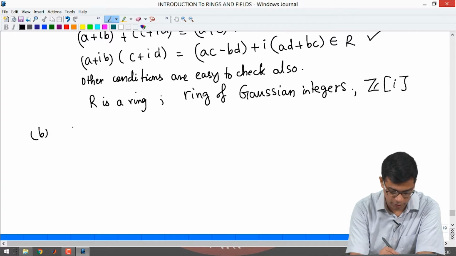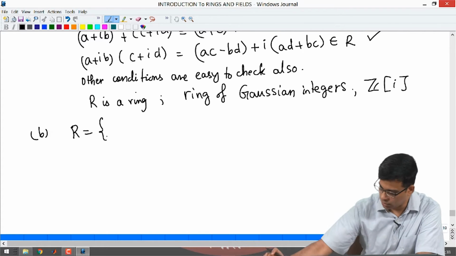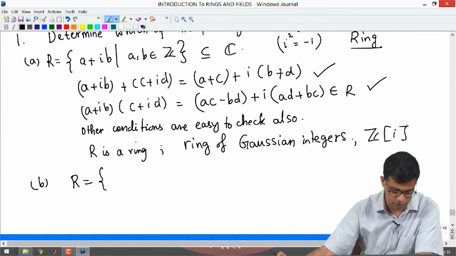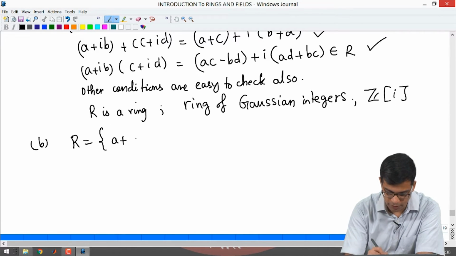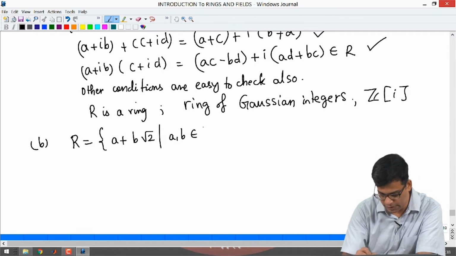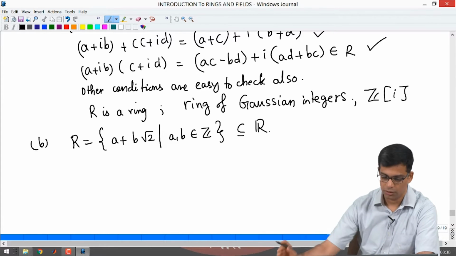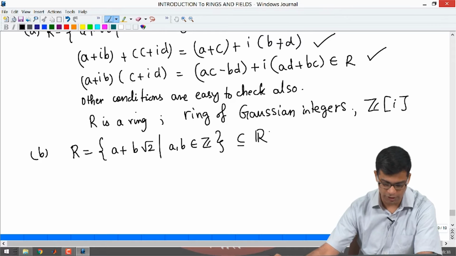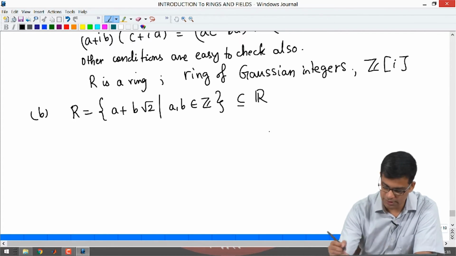So, let us look at another ring. I will keep denoting all these by R. So, this is the second ring. Let us take a plus b root 2, with a, b in Z again. This is in fact a subset of the reals now. We still have to determine if it is a ring or not. I am taking real numbers of the form a plus b times root 2, where a and b are integers. So, is this a ring?